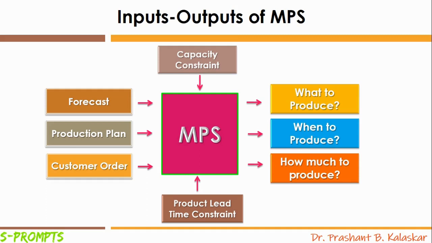There are two major constraints that can affect the master production schedule. One is the capacity constraint. If the capacity does not allow production of the demanded quantity of finished goods, MPS cannot be prepared. The second constraint is the product lead time constraint. That is, each product will have a different production time. Even if the capacity is available, the product lead time may also affect the master production schedule.